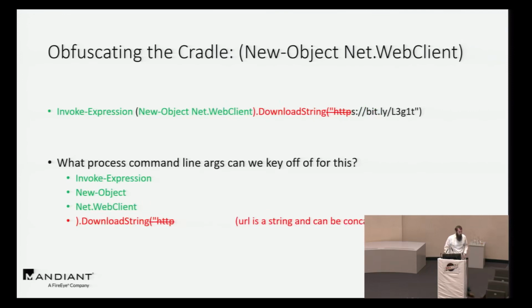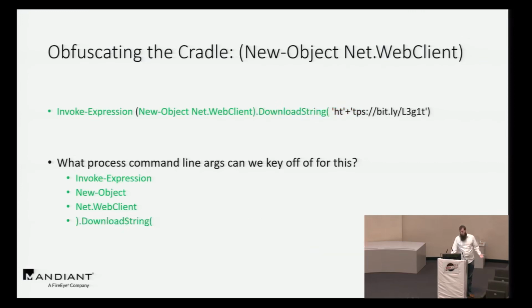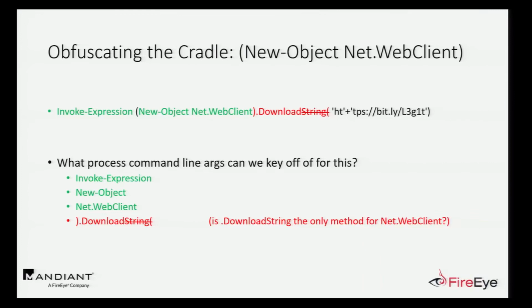Next, the URL. This is a string object. You can concatenate this in line. You can also add white space. You can use single quotes, double quotes. You could also set it as a variable if you wanted to. So we'll just remove HTTP from the trigger.